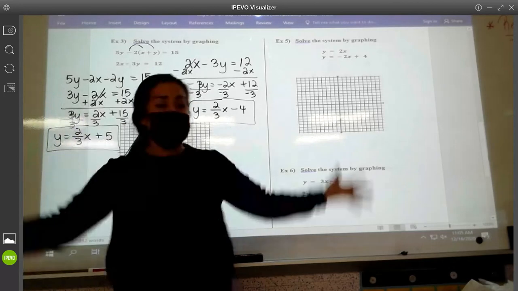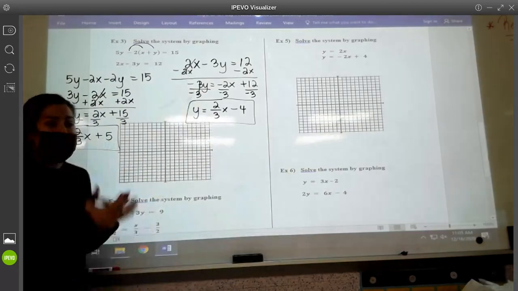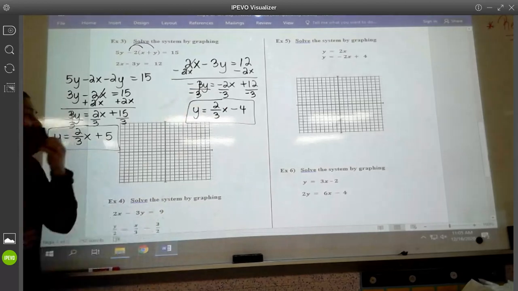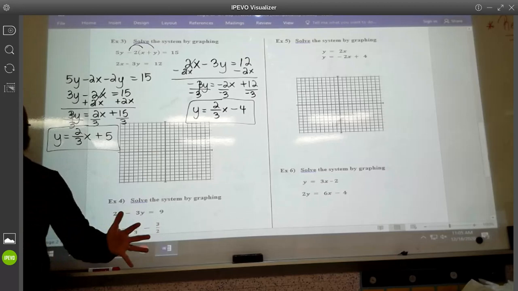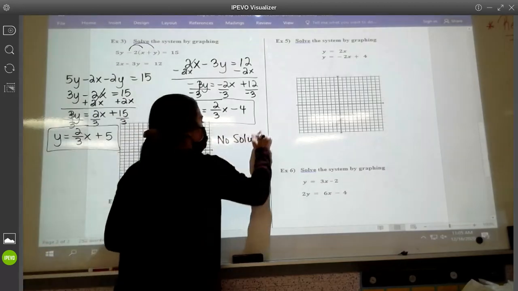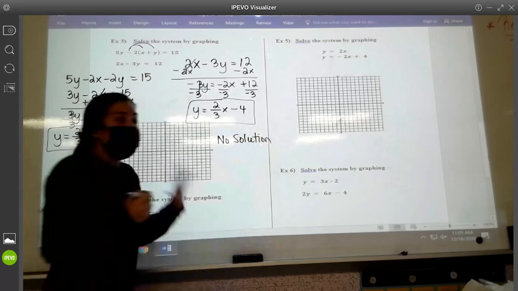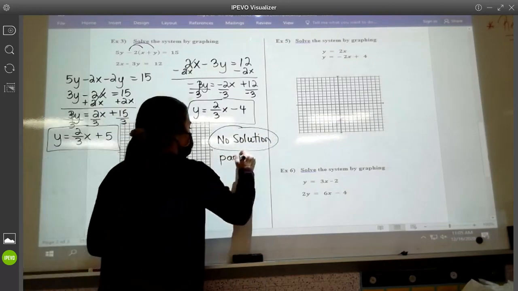Parallel lines never meet. If they're never going to meet, are they going to have a point of intersection and an x and a y value? No. So if these are parallel lines, that means the answer has to be no solution. And again, the reason the answer is no solution is because they're parallel lines.